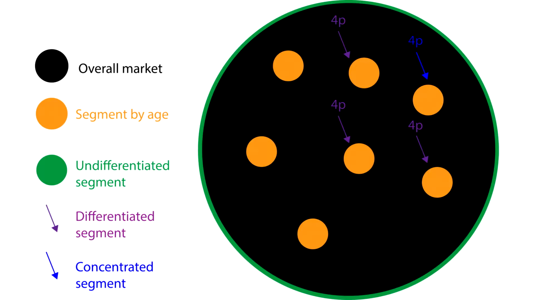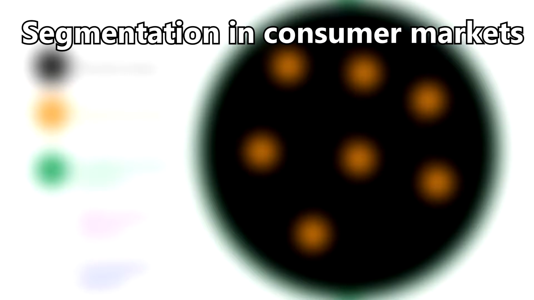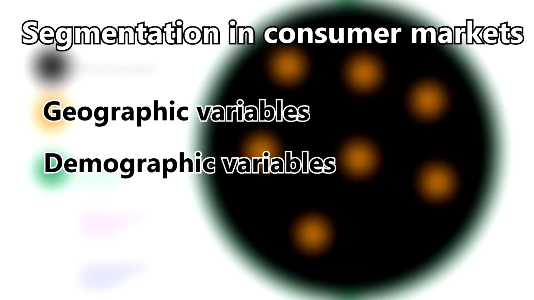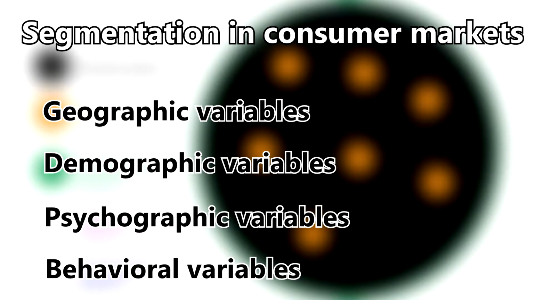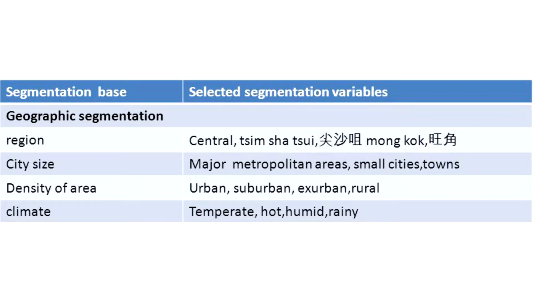In this video, we look more closely at segmentation in consumer markets, consisting of geographic, demographic, psychographic, and behavioral variables. Geographic segmentation, or dividing a market into different geographical units, such as nations, states, regions, counties, cities, or neighborhoods. A company may decide to operate in one or a few geographic areas or operate in all areas, but pay attention to geographical differences in needs and wants.